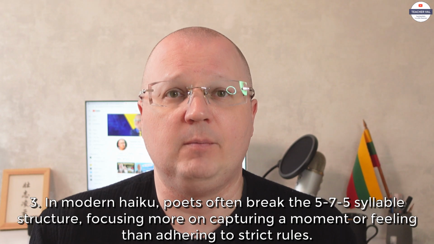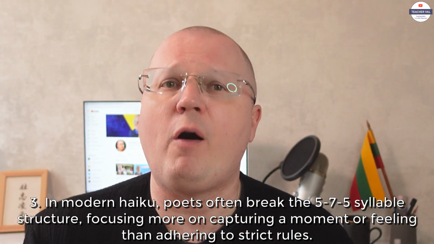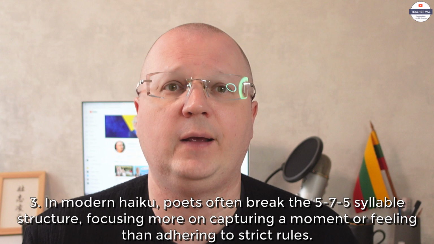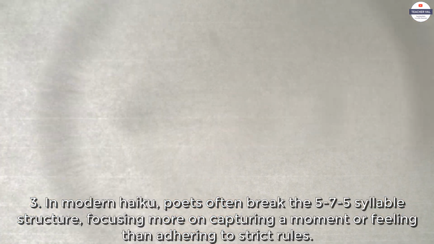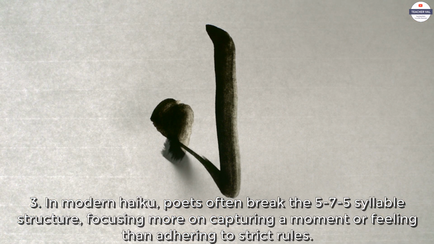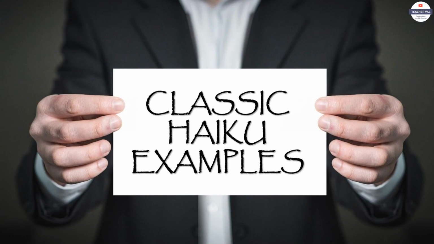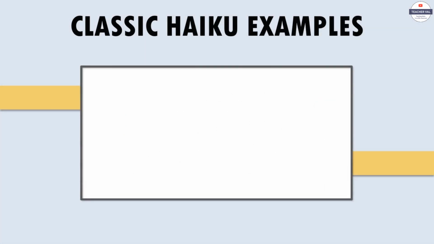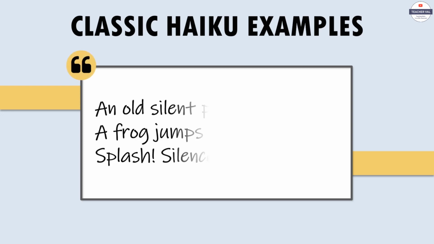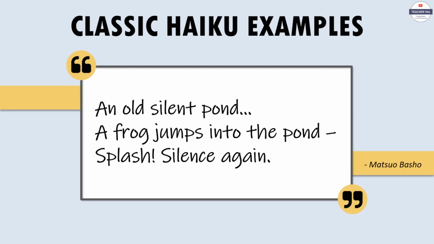3. In modern haiku, poets often break the 5-7-5 syllable structure, focusing more on capturing a moment or feeling than adhering to strict rules. Here are a few examples of classic haiku. I'll start with the most famous poem by Matsuo Basho, which has been translated into English more than 100 times.